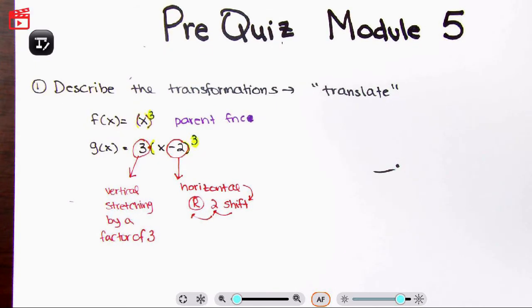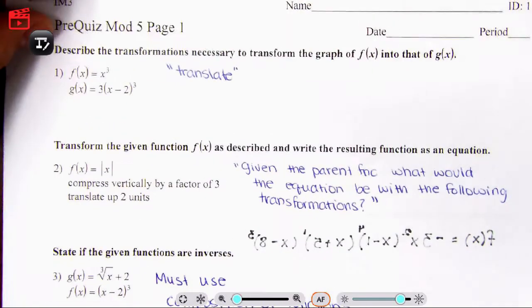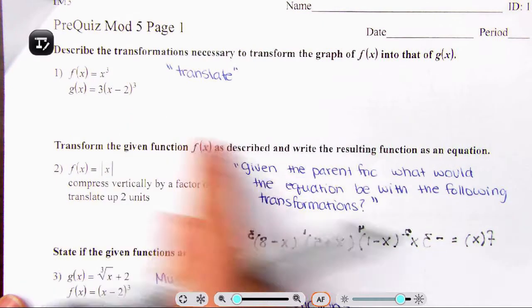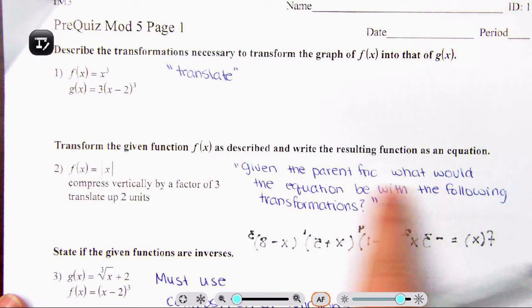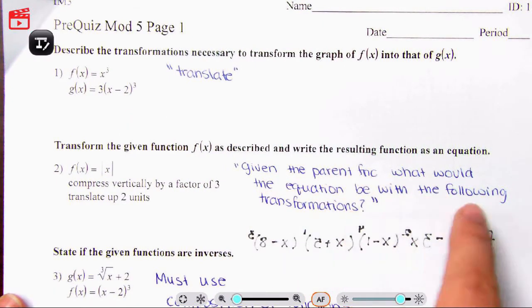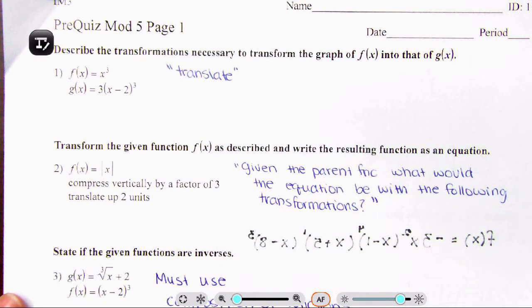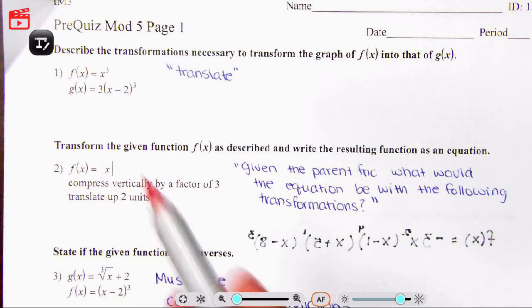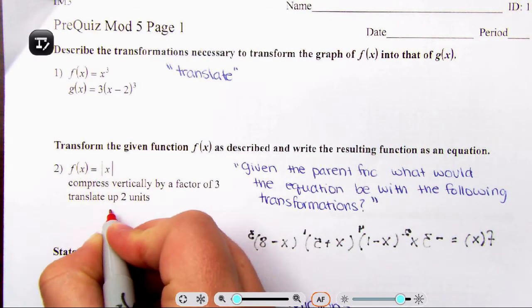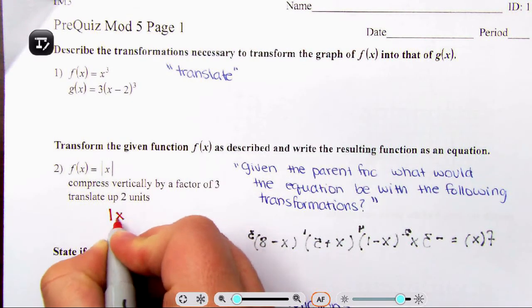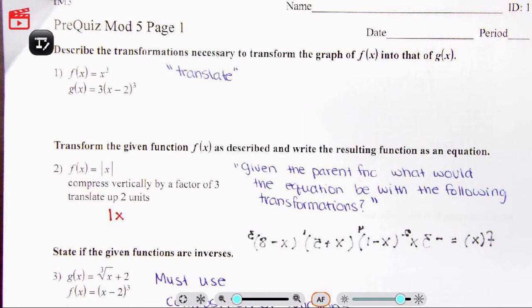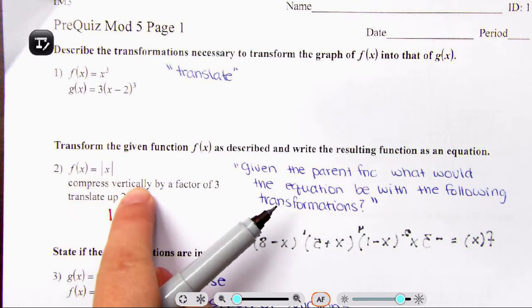All right, let's do number 2. Transform the given functions as described. So this one here, I'm going to go back to the original. Given the parent function, what would the equation be with the following transformation? So here's your parent function. Again, we're going to keep the characteristics of the parent function. The parent function that we have has an absolute value. The absolute value will be treated like our bubble. Okay, it's our grouping. So compress vertically.